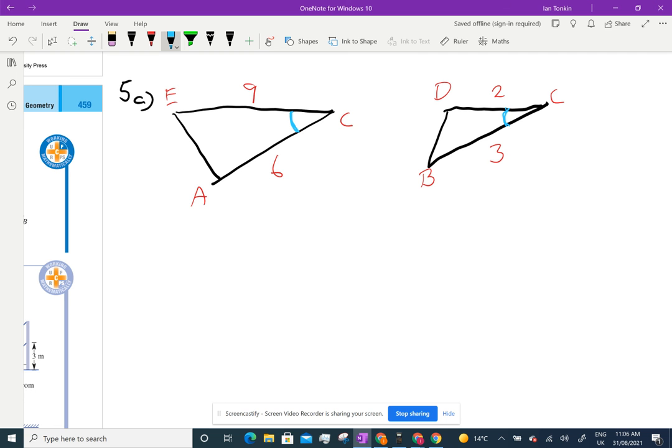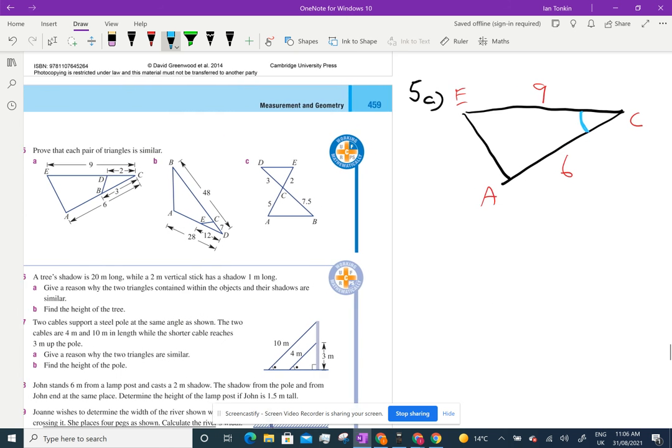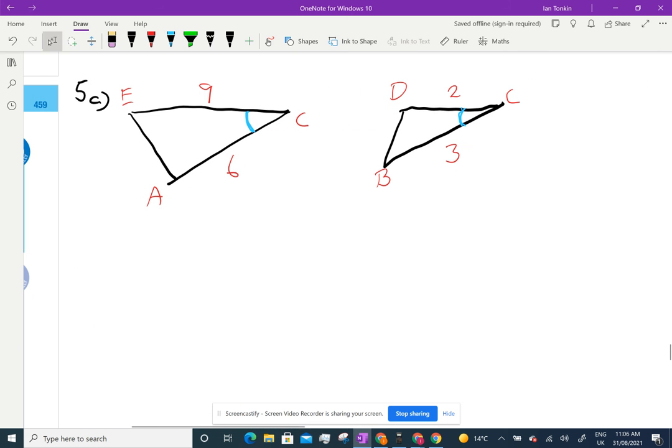Now, we don't have any other angles. We can't show that any other angles are the same. They don't give us any parallel lines or anything like that. So we're going to have to use that unusual one where we've got two sides in ratio and the included angle is equal. So here we go. Prove triangle ACE is similar to triangle BCD.